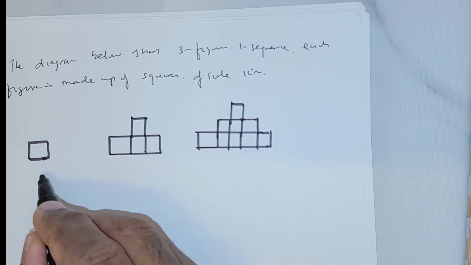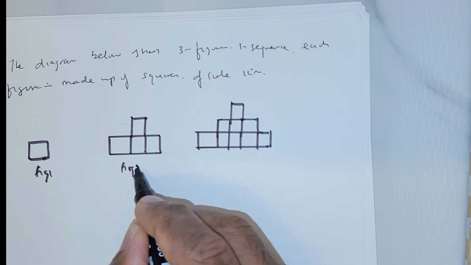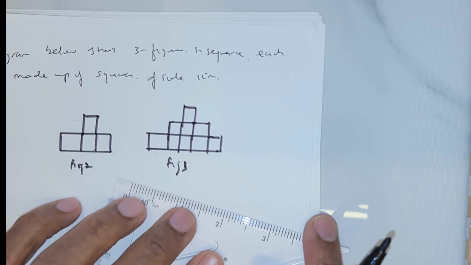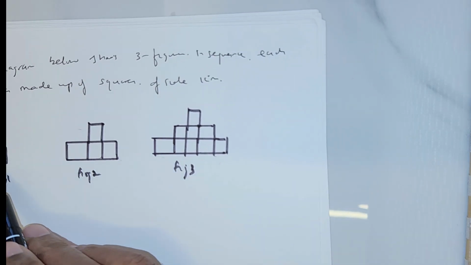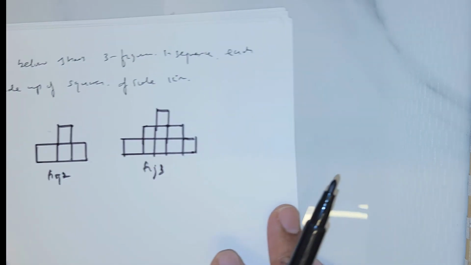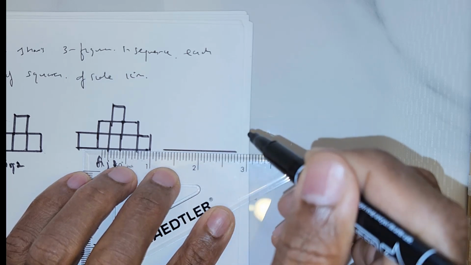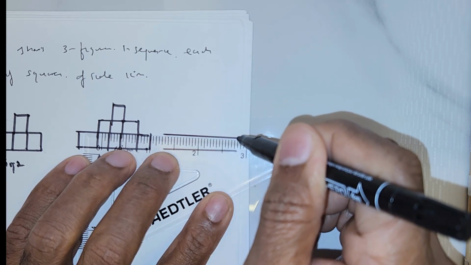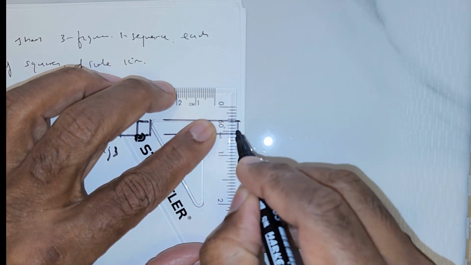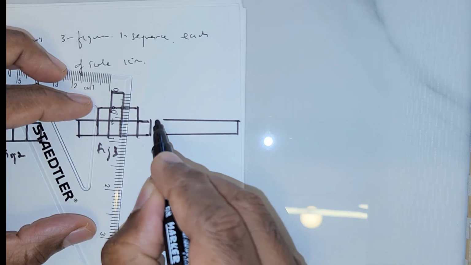Now we are expected to draw the fourth figure. Okay, now clearly you can see it starts with one block. This is 3 and this is 5. So obviously the next block is going to be having 7. So I'm trying to fit this over here because of space constraints. Okay, so you will have to draw this.